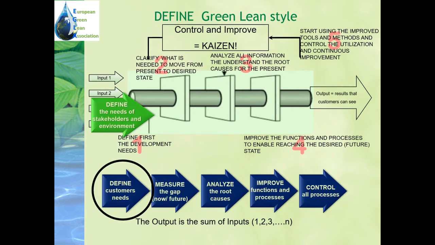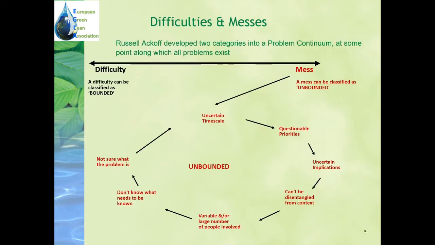In the Green Lean model, on the bottom you will see the official DMAIC, and in the green arrow you see how Green Lean defines it. So as you see, in normal define you have customer needs, and in Green Lean versions the needs of stakeholders and environment, which is a more modern approach to the same thing. So when you really think about it, the first thing we probably see is a lot of difficulties and messes.